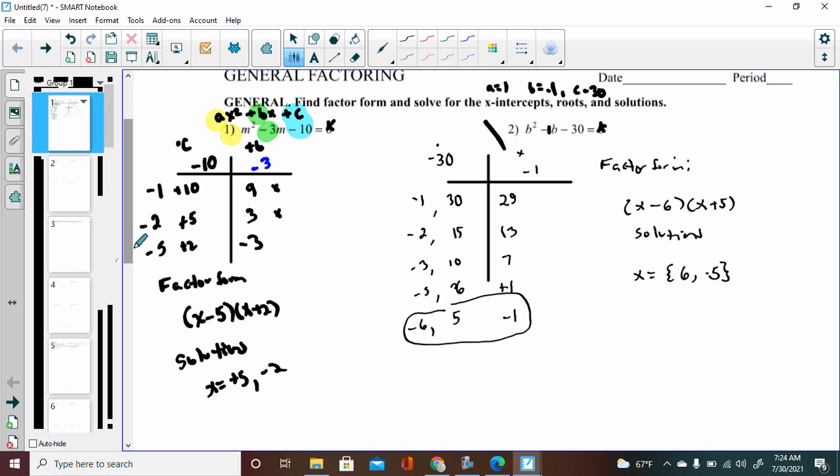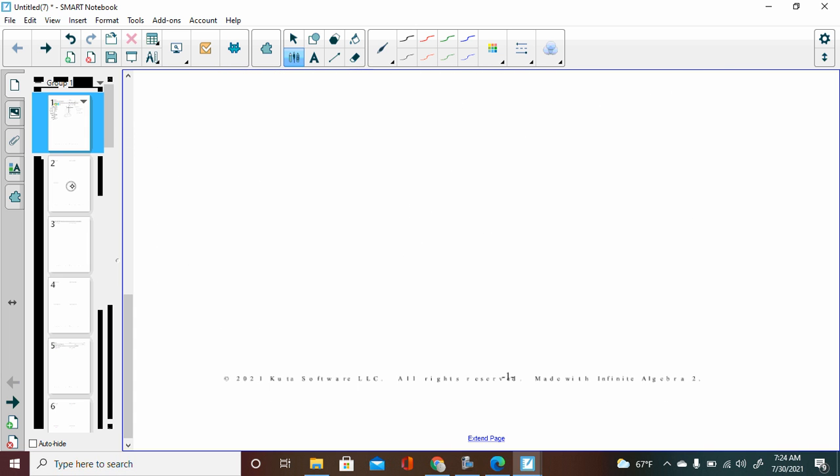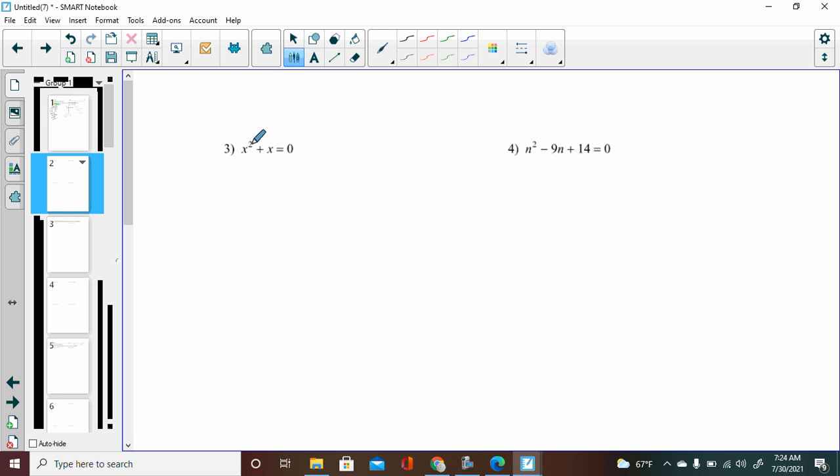Okay, let's go on. Now, this one is kind of hard, but not really. So let's put this in standard form. That means my 0 needs to come to the other side. Okay, I'm going to put a little 1 in front right here so I can clearly see what my A, B, and C are. A is 1, B is 1, C is 0.